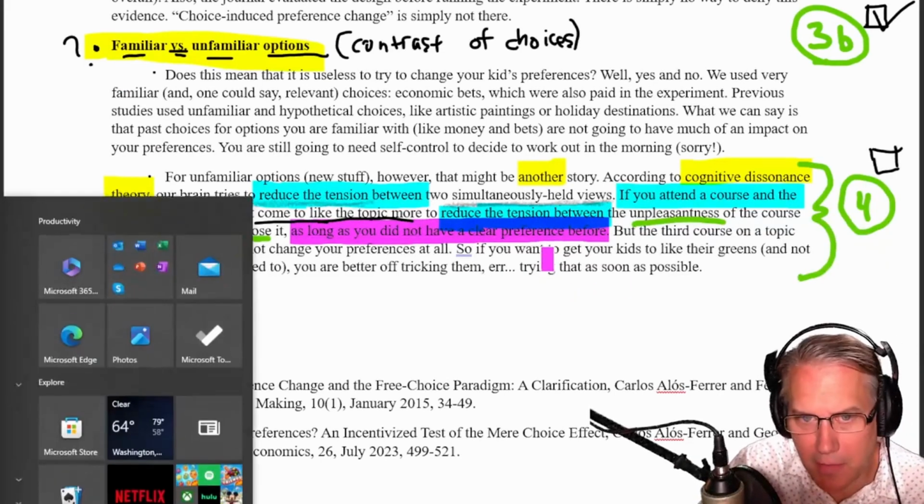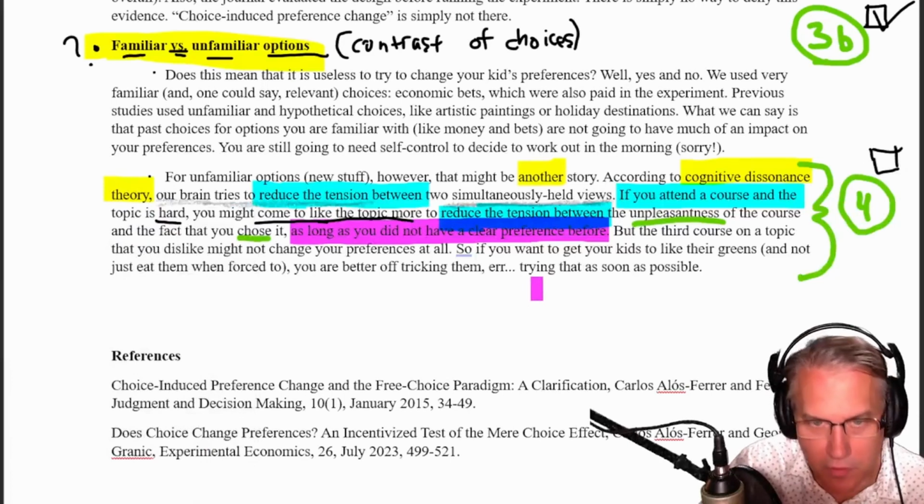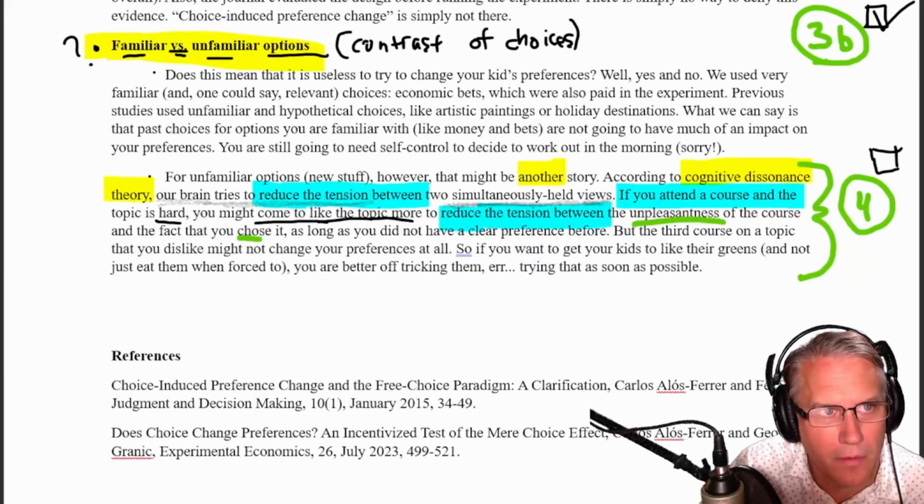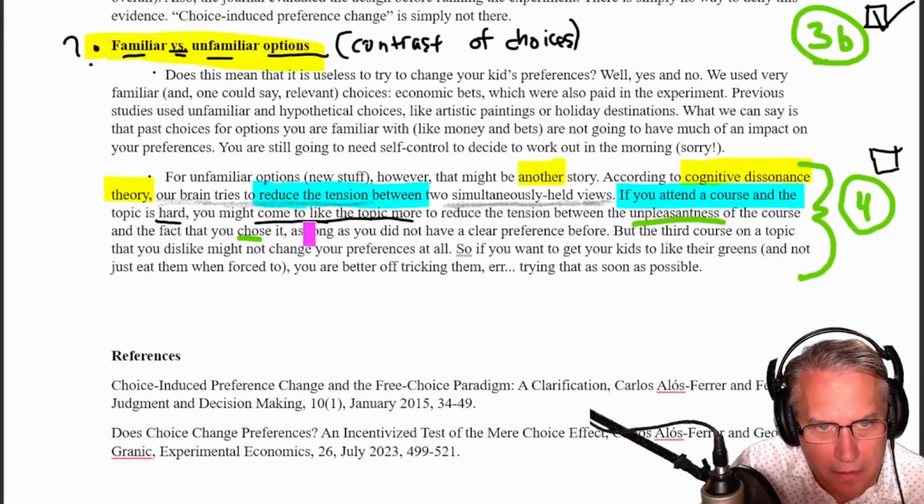I'm going to try to come up with my own. Can I get rid of the? Oh, here we go. I'm going to get rid of this one like that. As long as you did not have a clear preference before.